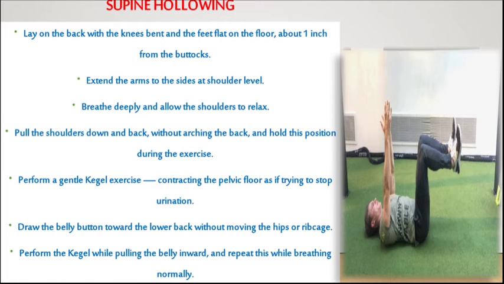Then perform the Kegel, pulling the belly inward, and repeat while breathing normally. So this is the exercise for lordosis, supine hollow wing. In this picture you can see how to do this exercise, what the body posture is and what position we take in this exercise. Okay, class.